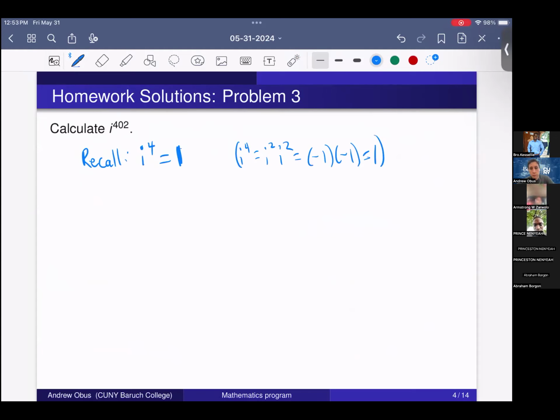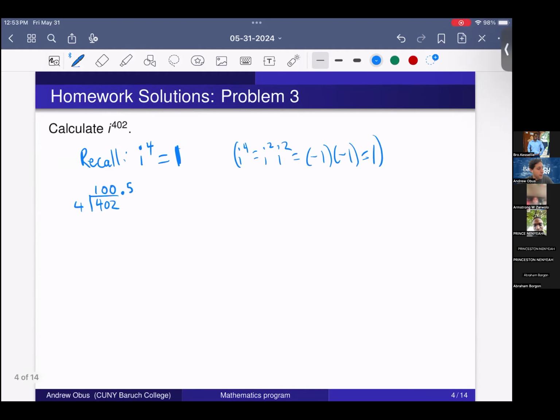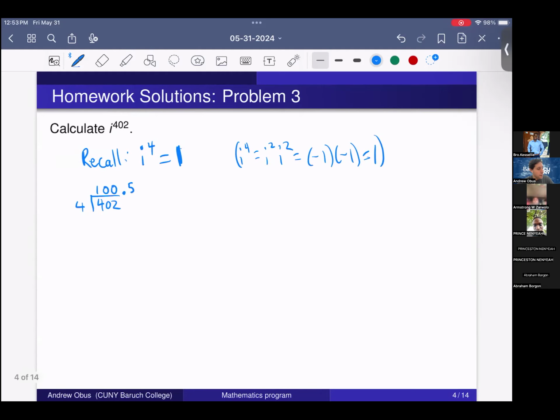So we divide 402 by 4, which will give you 100.5, by taking the 0.5 and then the 4. Right. So what this means really is 100 with remainder 2.